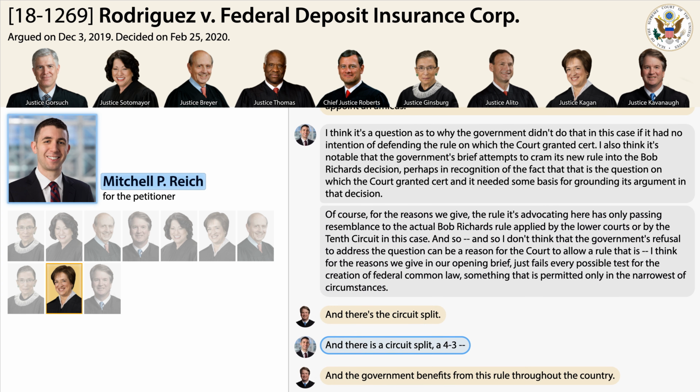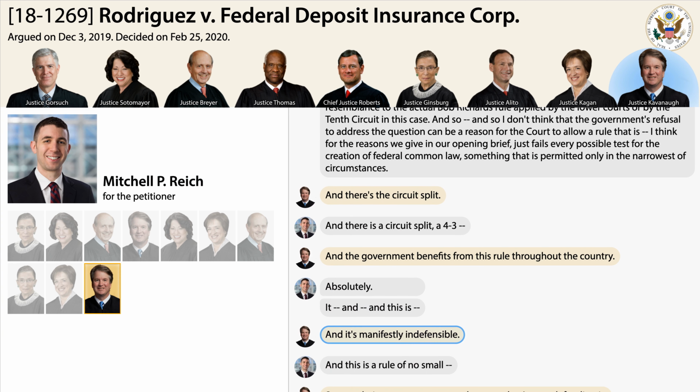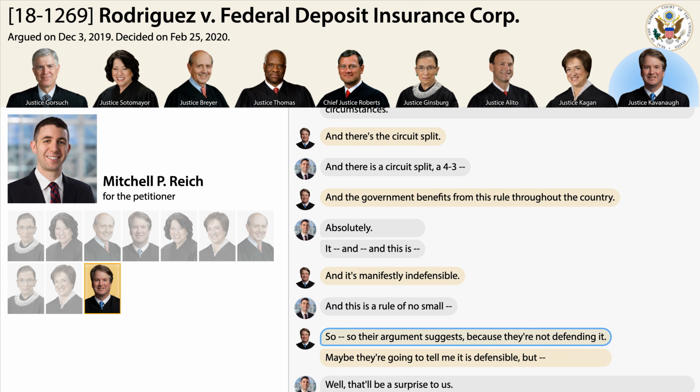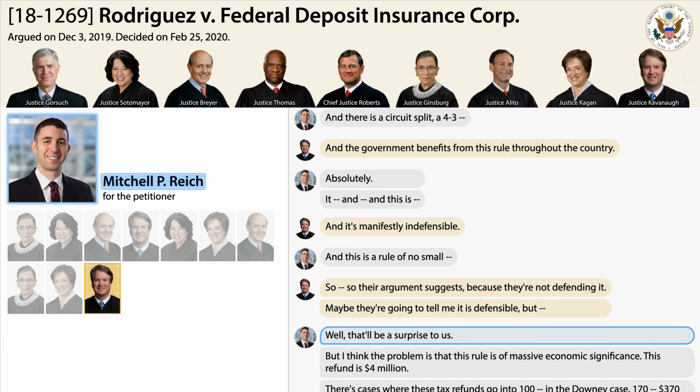And there's a circuit split. And the government benefits from this rule throughout the country. Absolutely. And this is manifestly indefensible. So their arguments suggest, because they're not defending it, maybe they're going to tell me it is defensible, but. Well, that'll be a surprise to us.